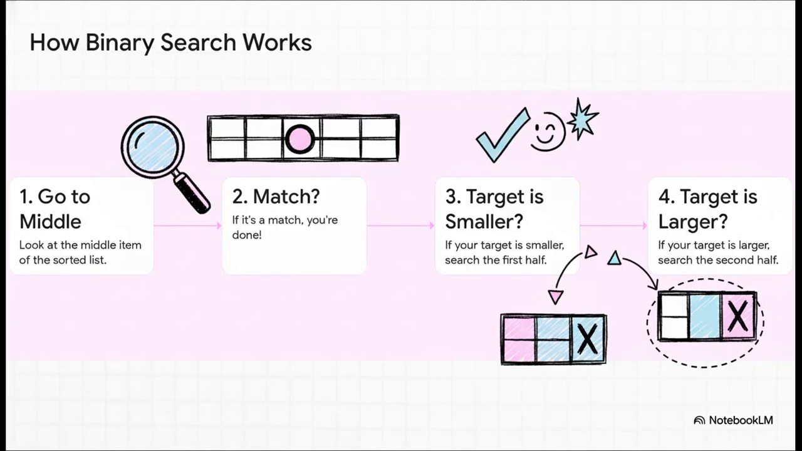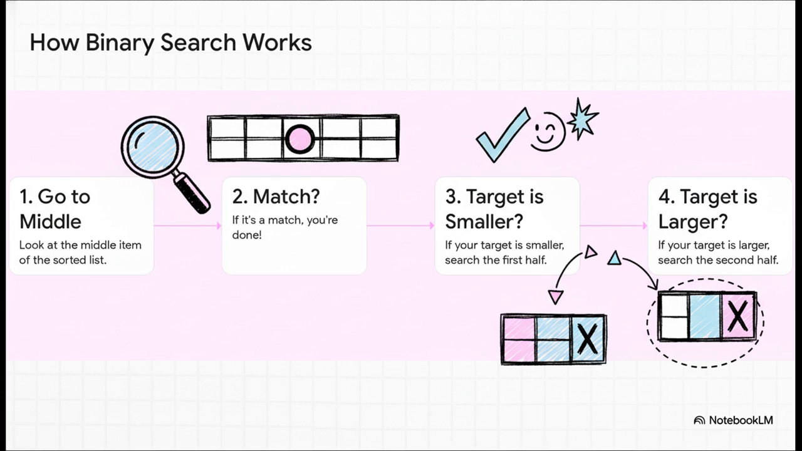So here's how it works. You jump to the middle item and you check it. Is that what you're looking for? If it is, awesome, you're done. But if your target number is smaller, you instantly know it can only be in the first half of the list, so you can completely ignore the entire second half. If your number is larger, you ignore the first half. You see?